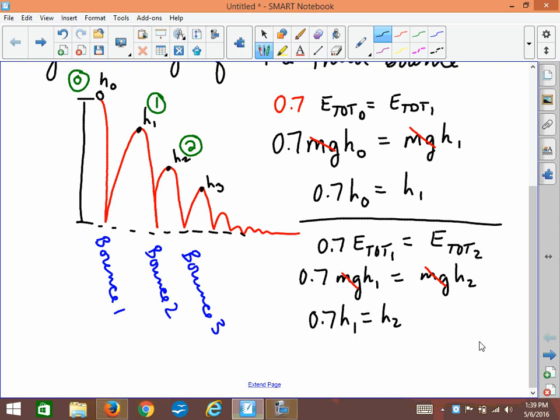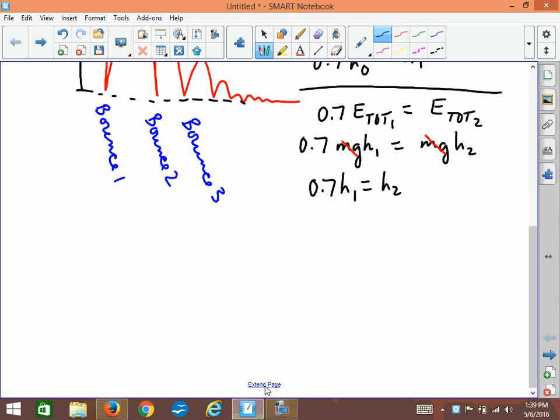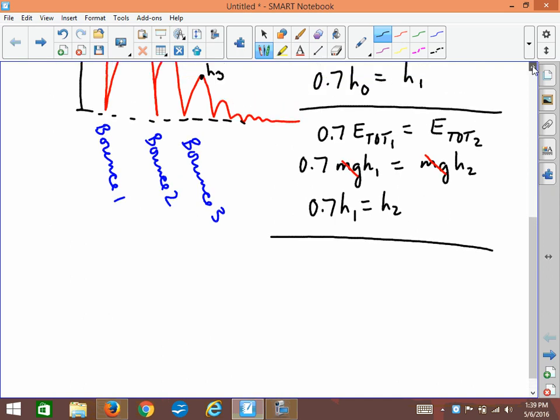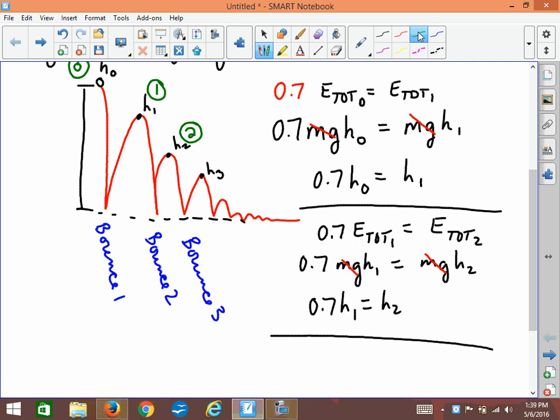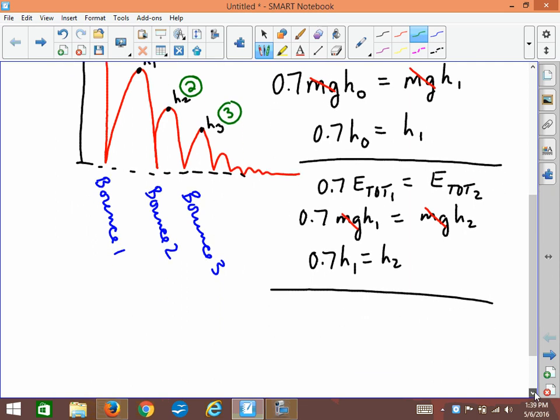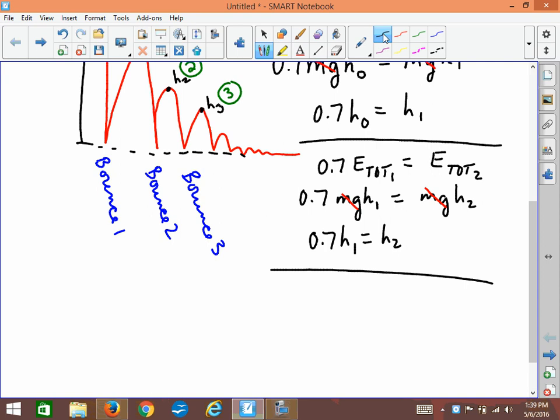Now we can do the very same thing again for the third bounce. For the third bounce, we'll look at the comparison between position 2 and position 3. So we do 0.7 of the total energy at position 2. I keep writing that funny. Total energy, E total, at position 2 should equal the total energy at position 3, because each time we lose about 30%.